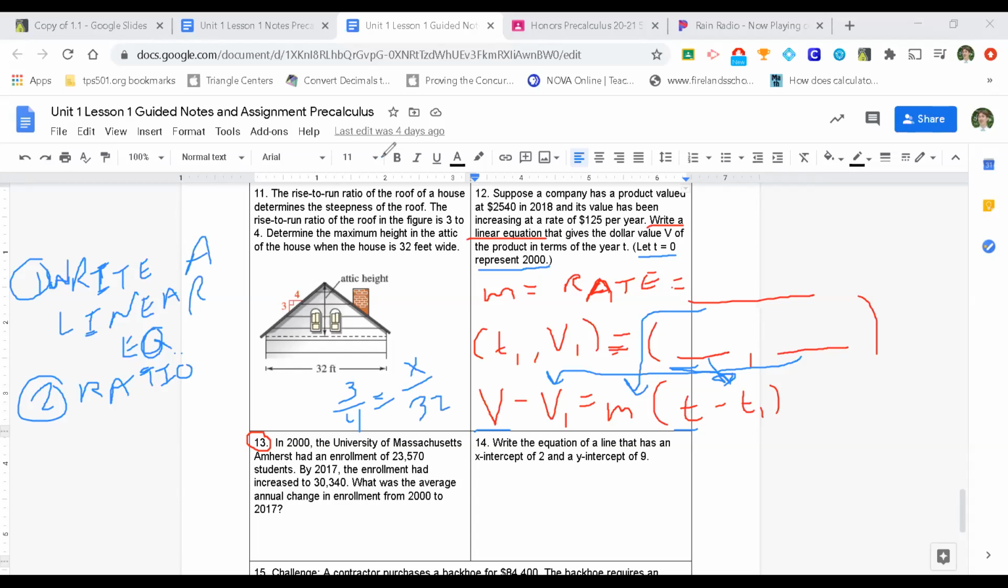Oh, no, not 32. Danger, danger. 32 is the whole length. We only want to the halfway point. 16. We almost had it. And then solve this for x, cross multiply and divide. That's probably the easiest way, to do this like it's a geometry problem where you solve it with ratios.